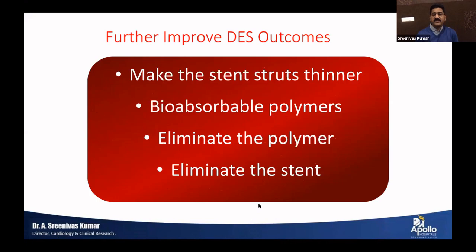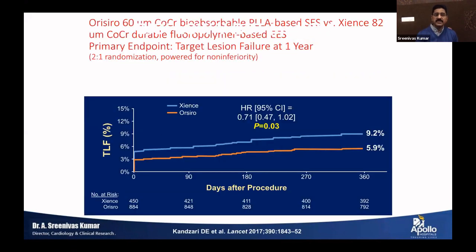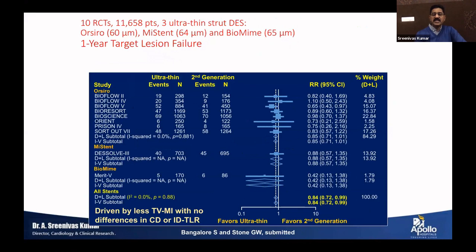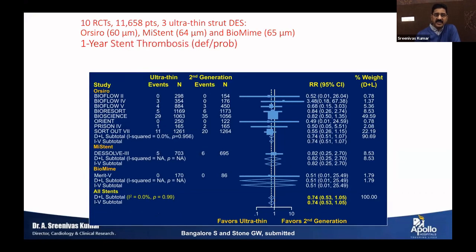So when we are trying to see, the stent struts became thin, and then probably we had better polymers. Then people are trying to eliminate the polymer altogether and eliminate the stent scaffolding metals totally. That's where the research was going on. And if you see this Orsiro stent, which has 60 microns thickness, compared to Xience, one of the studies showed better results. But when we went on to see target vessel failures, again with all the types of stents, in this multicenter analysis by Greg Stone, the randomized controlled trial analysis, then TLFs were not much different.